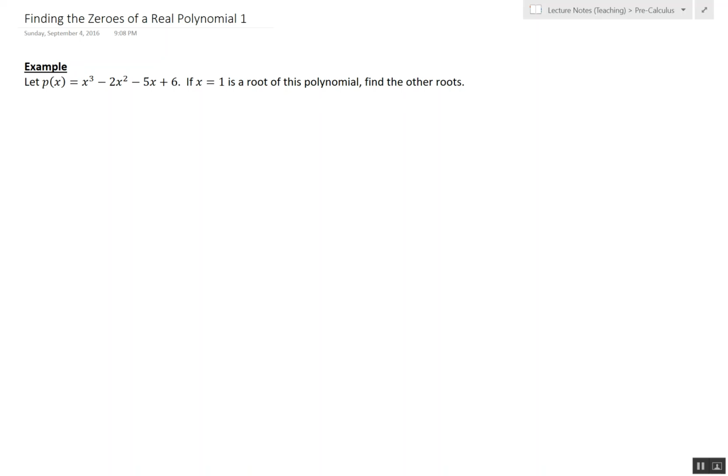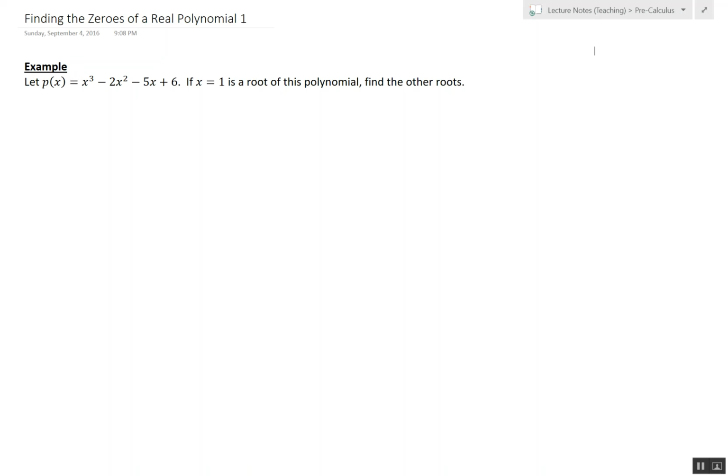Hi everybody, welcome back. Now we're going to talk about finding the zeros of a real polynomial given the fact that you already know one of them. And this is going to involve repeated use of the factor theorem and a little bit of the division algorithm.